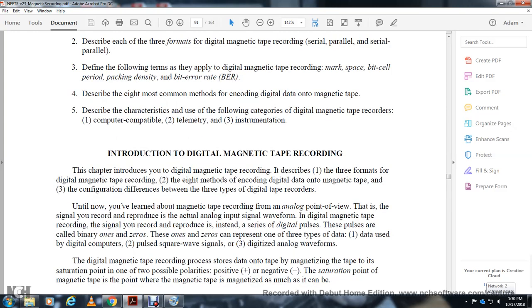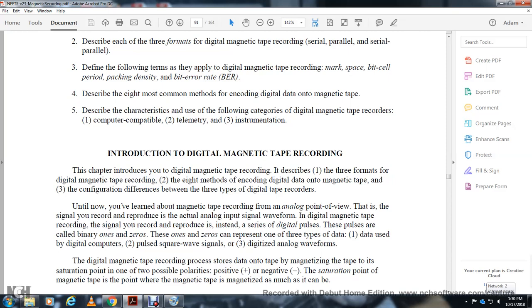Introduction to digital magnetic tape recording. Chapter on digital magnetic tape recording. Describe the three forms of digital magnetic tape recording, the 8 bits of the data, including digital data on the magnetic tape, and the configuration difference between the three types of digital data.